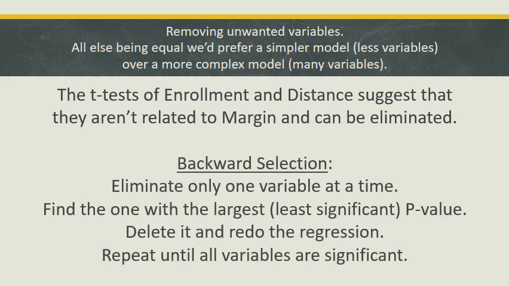The basic idea is to remove one variable at a time, and the reason for this is explained in the next video, beginning with the largest p-value. After deleting the variable, we redo the regression and look at the new outputs, and we repeat this until all variables are significant.